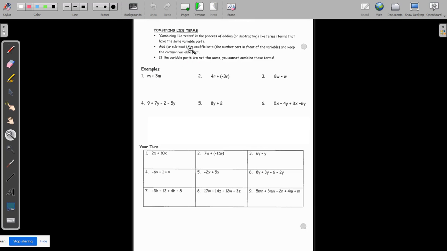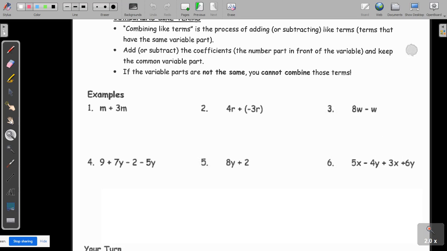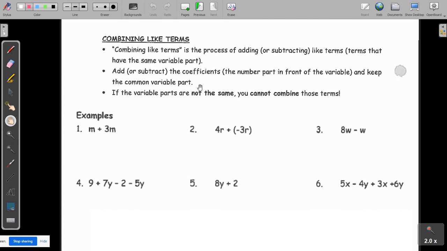Okay, now let's look into combining them. So combining like terms is a process of adding or subtracting the terms. They have to have the same variable. So if we're adding, then we're going to add the coefficients. If we're subtracting, we're going to subtract the coefficients, and then we're going to keep the same variable. We do not add the exponents. We don't do any of that. We just keep the variable the same.